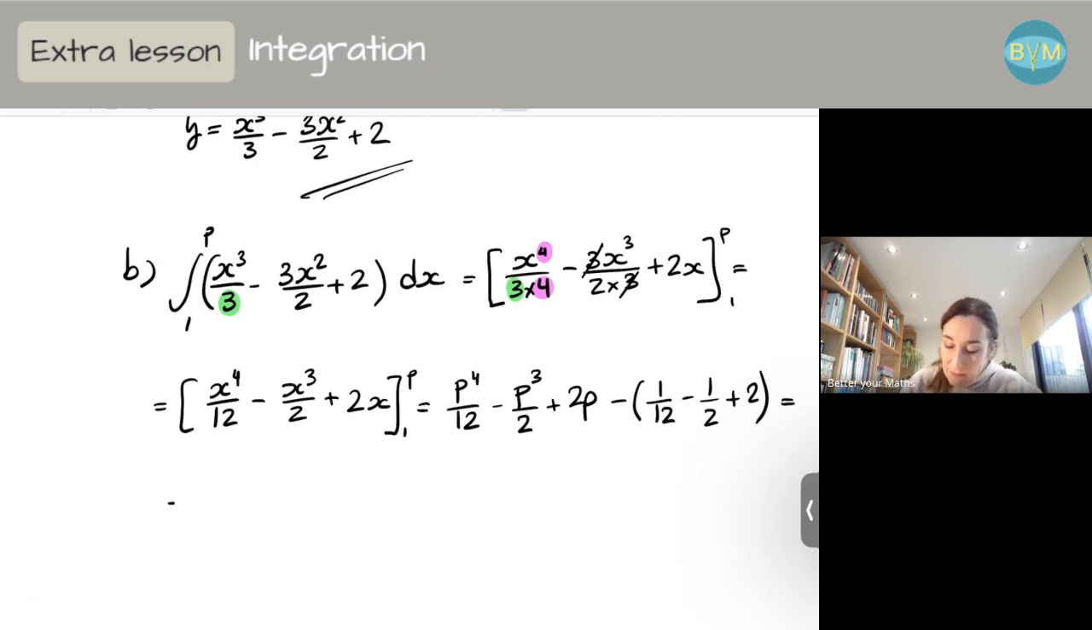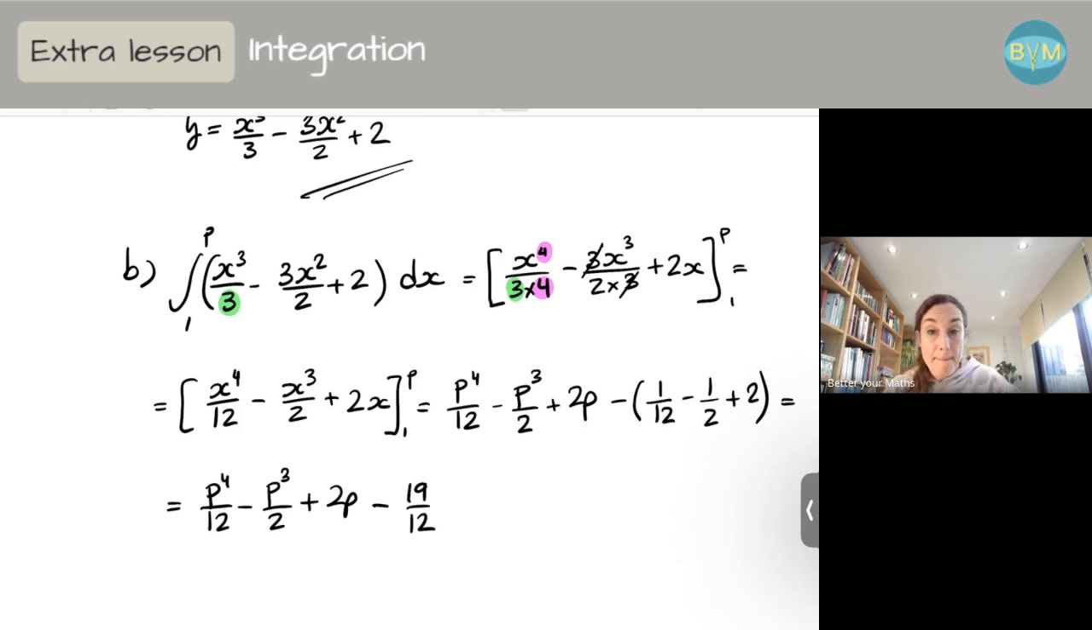I cannot do anything with the p's, so I'm going to leave p to the power of 4 divided by 12 minus p cubed divided by 2 plus 2p, but I can put the numbers together, yeah? Minus 19 over 12, do you get that? Yes, did you get that? Okay, excellent.